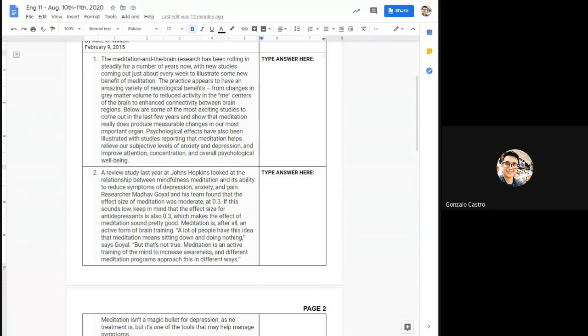The meditation and the brain research has been rolling in steadily for a number of years now, with new studies coming out just about every week to illustrate some new benefit of meditation.